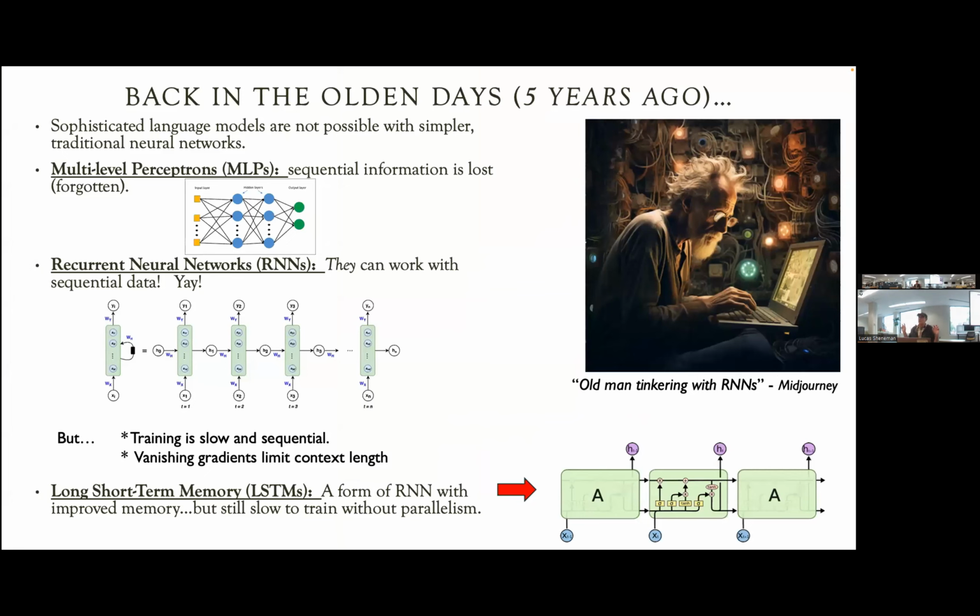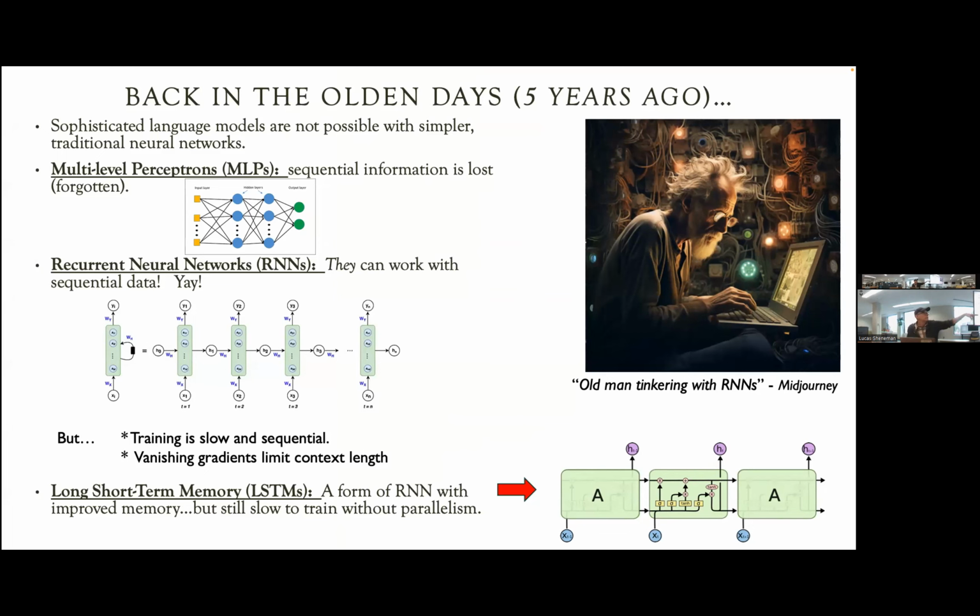So back in the olden days, which was 5 years ago, people were working with large language models. They tried to use things like multi-level perceptrons, and that really just doesn't work because multi-level perceptrons can't really handle sequential data. They have no ability to really remember things. So if you have sequential data where it's important to remember your context as you're working through your model, they just don't really work. And so a new class of networks was developed called recurrent neural networks.